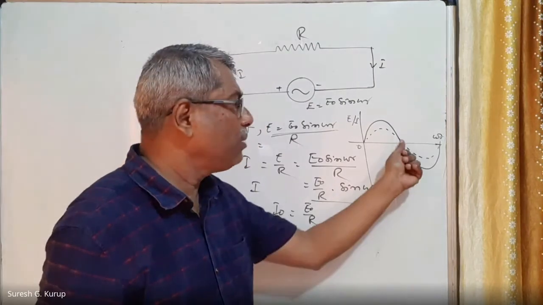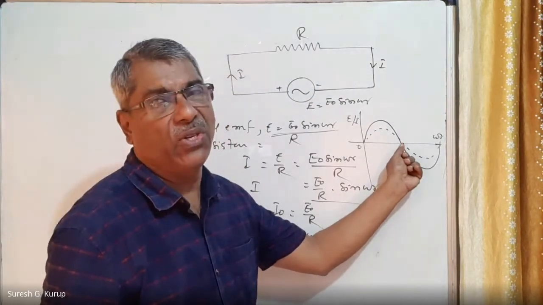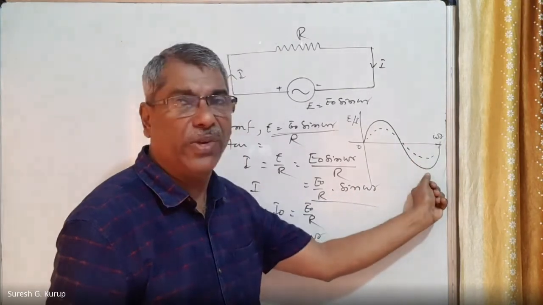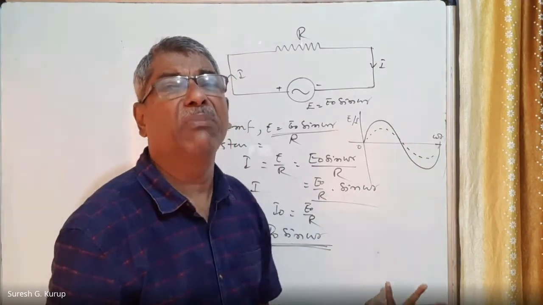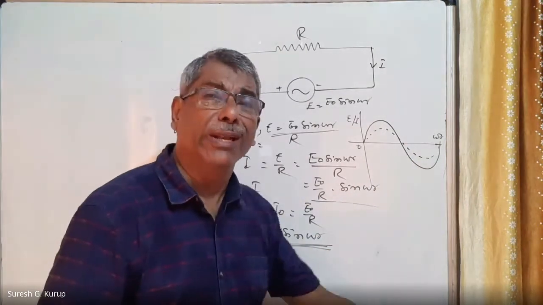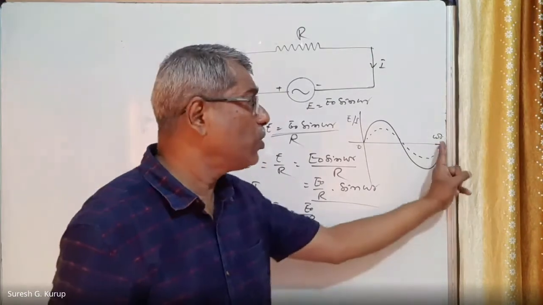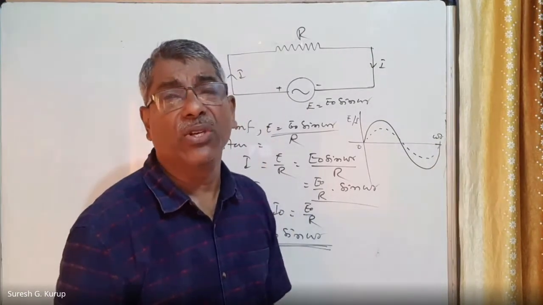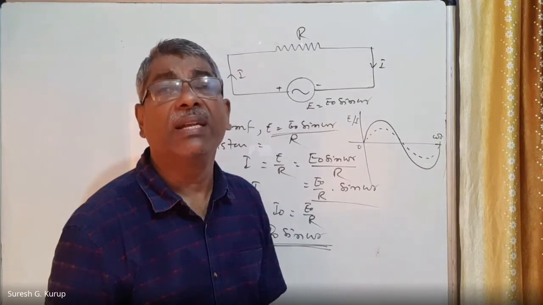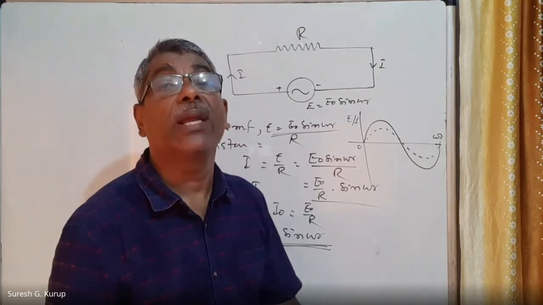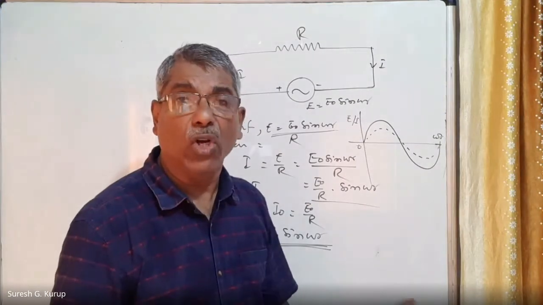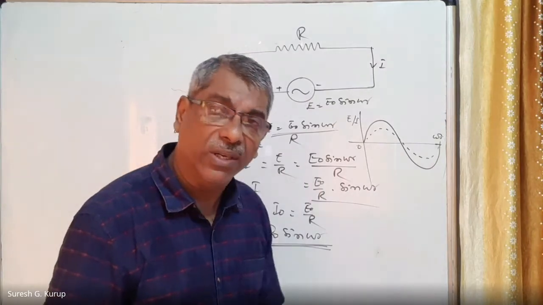Understand? When theta is equal to 180, sin 180 is equal to 0. And sin 270 is equal to minus 1. The current and EMF both go in the negative sense and become equal to 0 when theta is equal to 360 degrees, or t is equal to 4T by 4, which is equal to T.